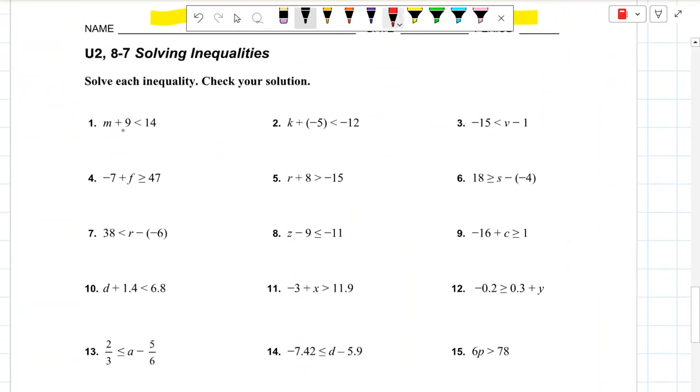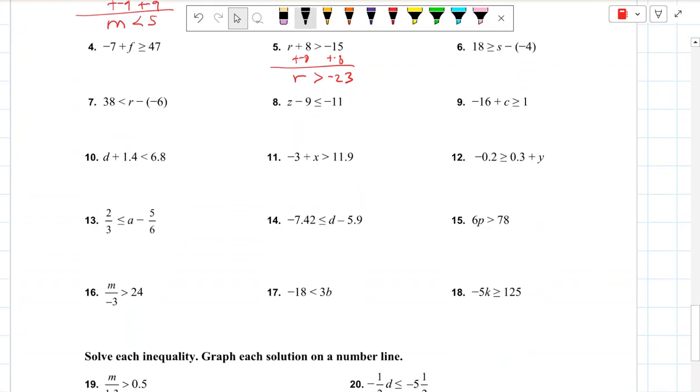Number 1 is just simply adding a -9 to both sides. And that's m is less than 5. Number 6, oh no, not 6. Number 5, for example, is adding a -8 to both sides. And r is greater than -23. Still not a reversal.